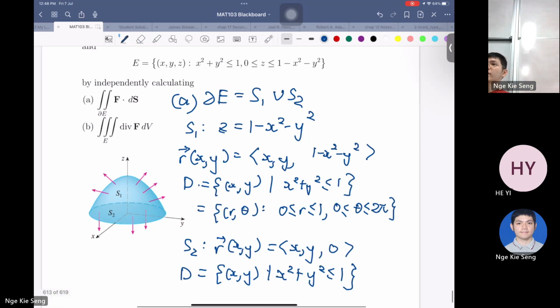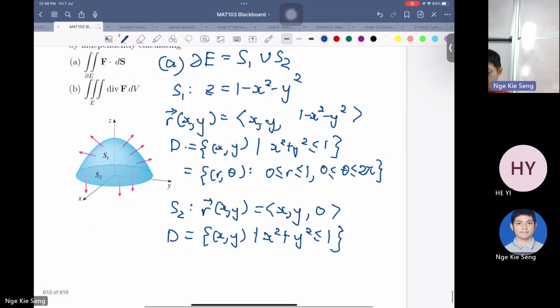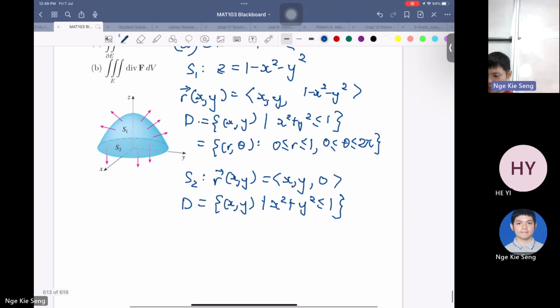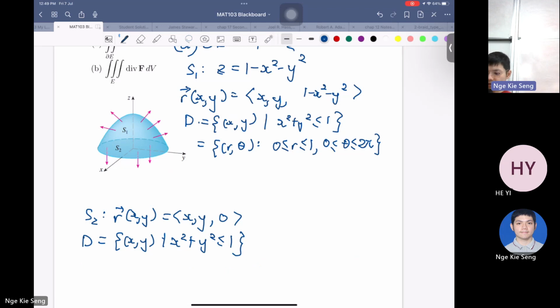Can you follow? Okay, let's do the surface integral. Or do you want to compute the normal vector first? Maybe let's compute the normal vector first, because the surface integral will need the normal vector.